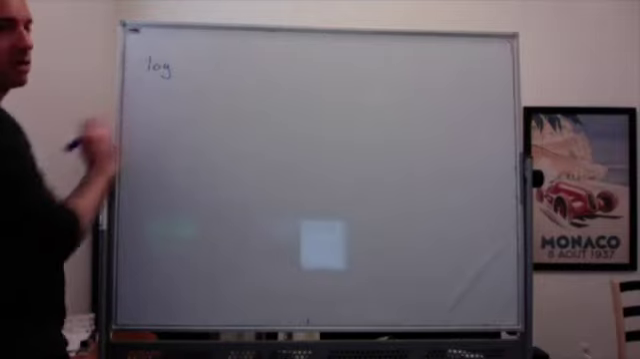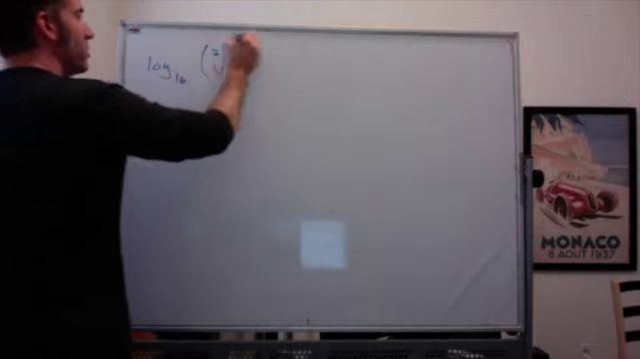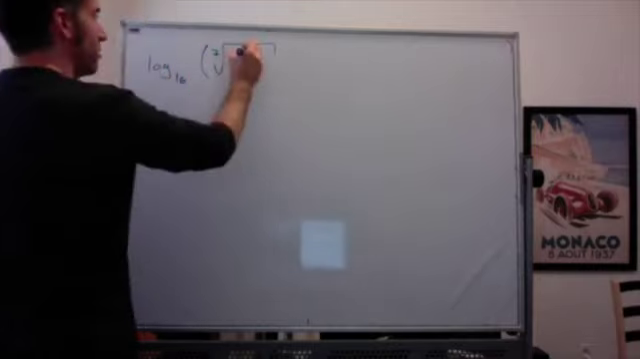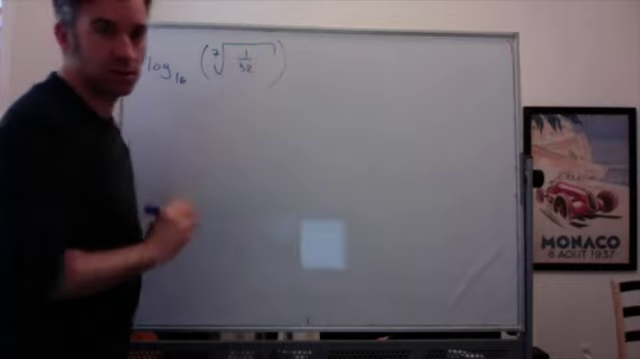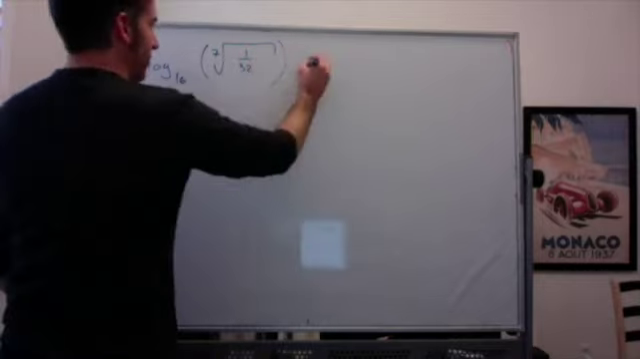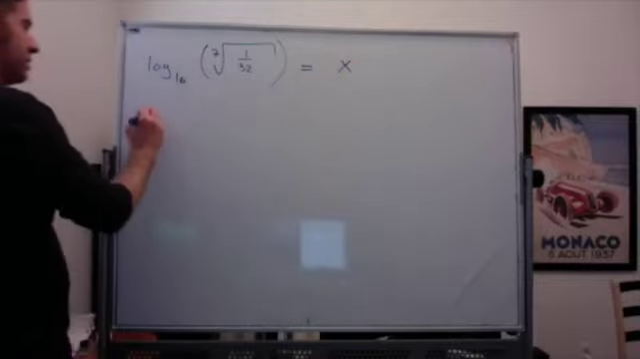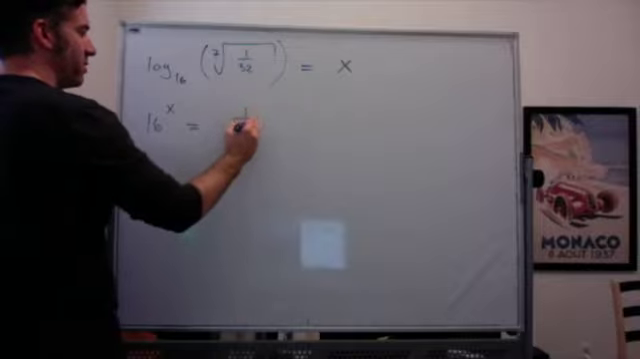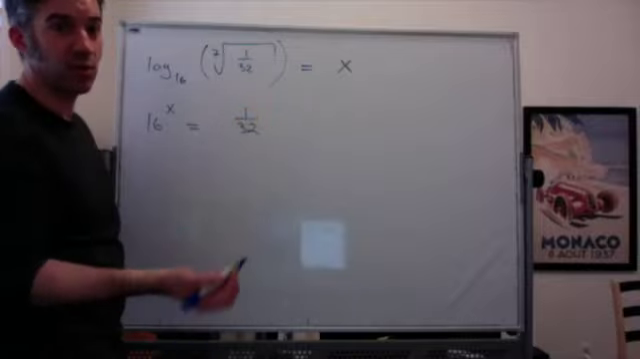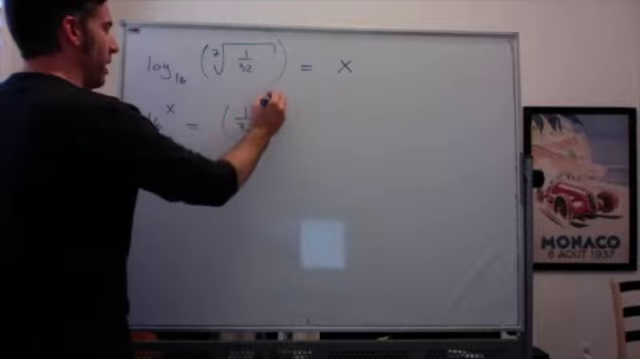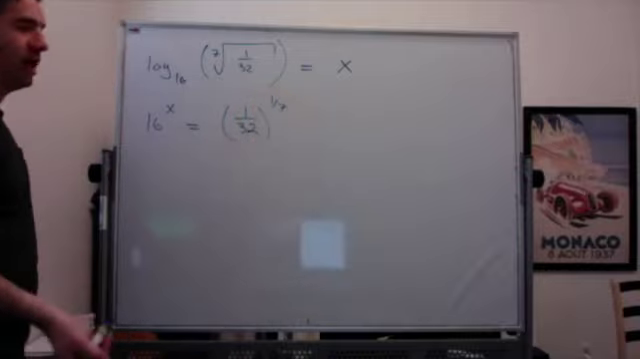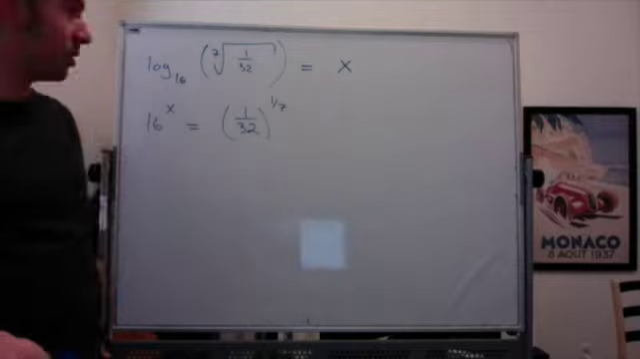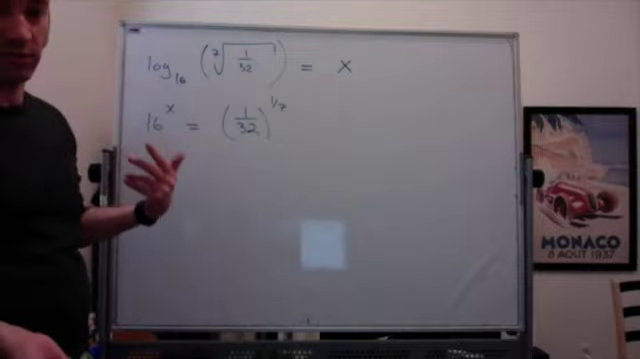Let's look at another example. This one's a little bit more complicated. Log base 16 of the 7th root of 1/32. That looks terrible, so I'm going to rewrite that. I'm going to set it equal to x, and say that 16 to the x power equals 1/32. Instead of writing the 7th root, I'm going to say it's 1/32 to the 1/7 power. And again, I see that both 16 and 32 are powers of 2.